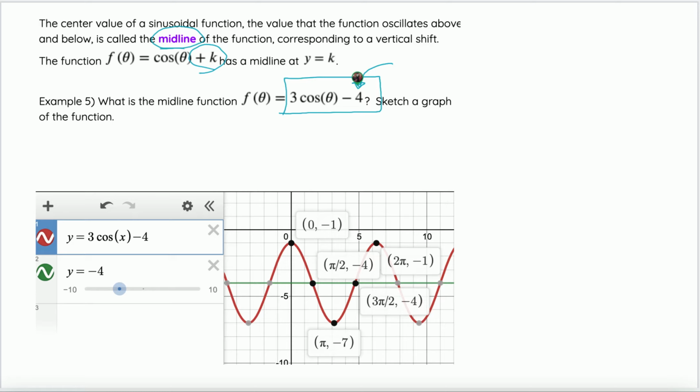So if I were to look at y equals negative 4 here, I know that my value has to oscillate 3 above this line and 3 below this line. Knowing that it is cosine, I'm going to have my y-intercept just shift down 4 units. So instead of being above the x-axis, we're going to end up moving below the x-axis. So y equal to negative 4 is the midline.